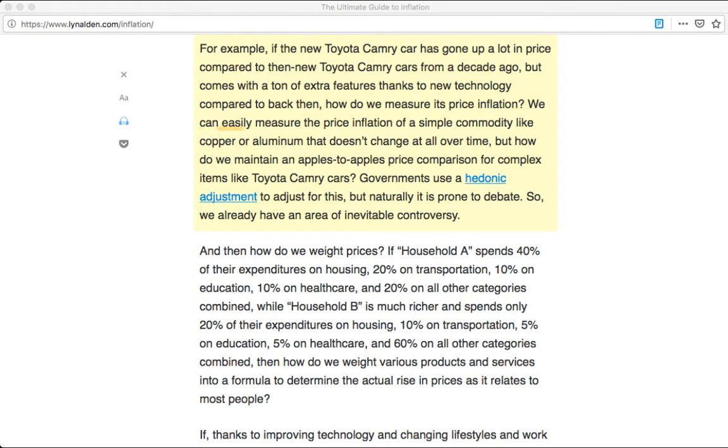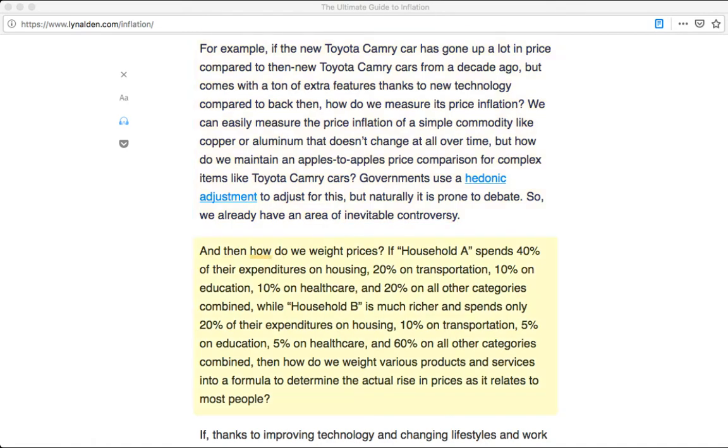We can easily measure the price inflation of a simple commodity like copper or aluminum that doesn't change at all over time, but how do we maintain an apples-to-apples price comparison for complex items like Toyota Camry cars? Governments use a hedonic adjustment to adjust for this, but naturally it is prone to debate. So, we already have an area of inevitable controversy.